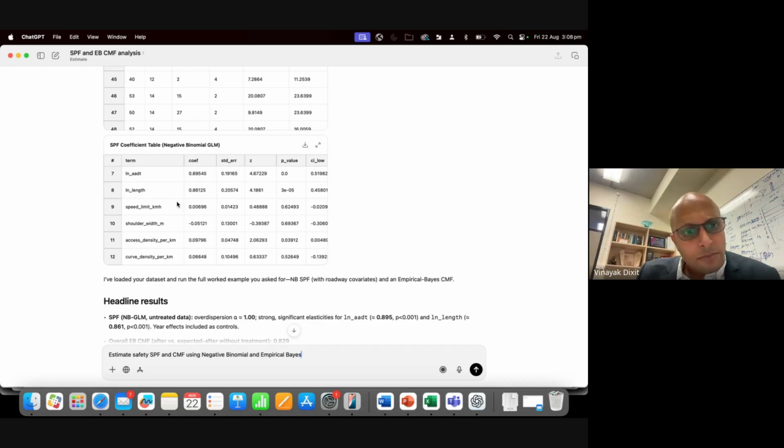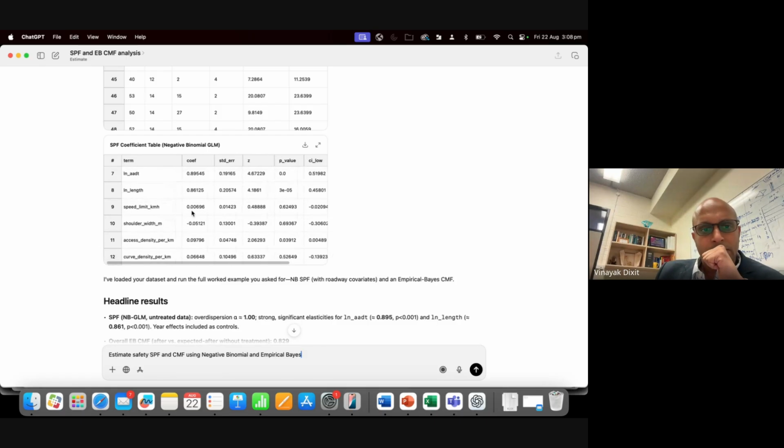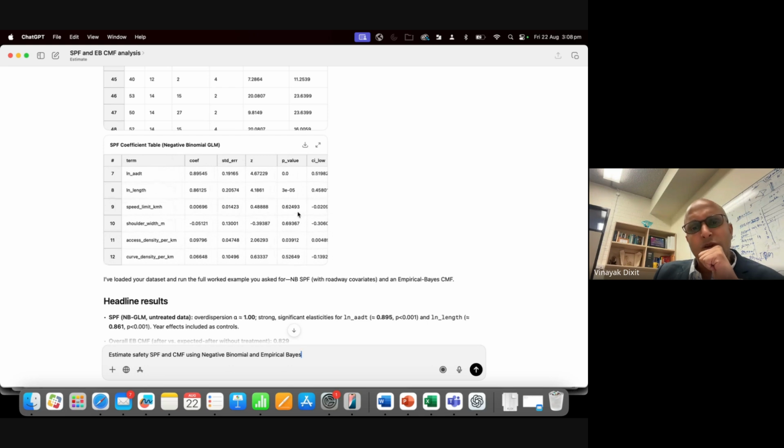All right. Then the next thing is you're going to notice that there are terms here, right? So the speed limit in kilometers per hour, the p-value is low, so that's almost close to 0. It doesn't matter, so it's not really affecting it. The shoulder width is negative, so that means the greater the shoulder width, the fewer the accidents, but it is still not effective. Its p-value is greater than 0.05. But access density per kilometer has a significant p-value and it's positive.